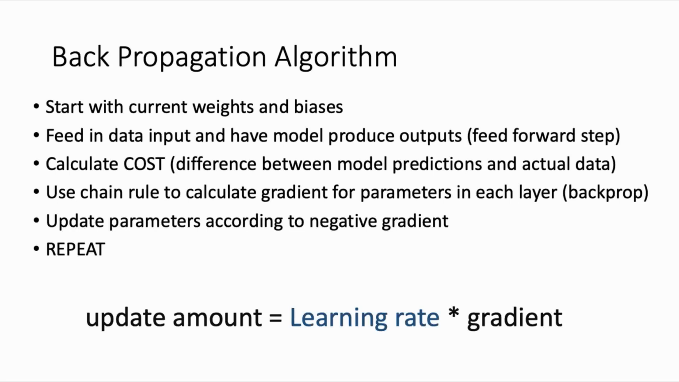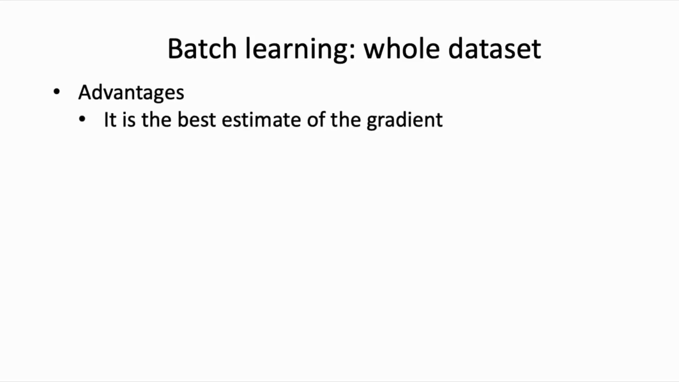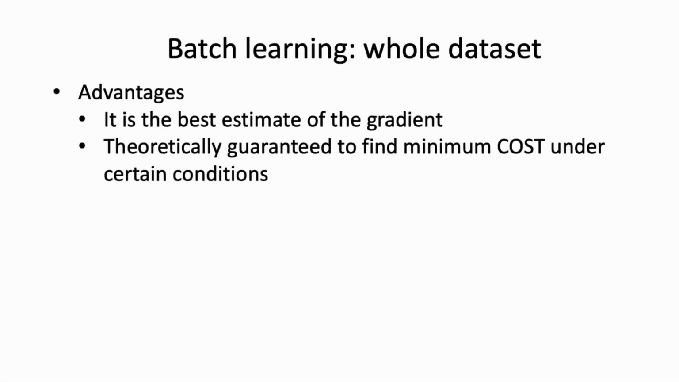I had said that theoretically, we want to be minimizing the cost for all of our training data. This means using all of our training data to calculate the cost and gradient in a single learning step. And that's known as batch learning, where we use all our training data in a single step of learning. This is the most theoretically accurate way to proceed, and is even guaranteed to find the minimum of the cost function under certain conditions.